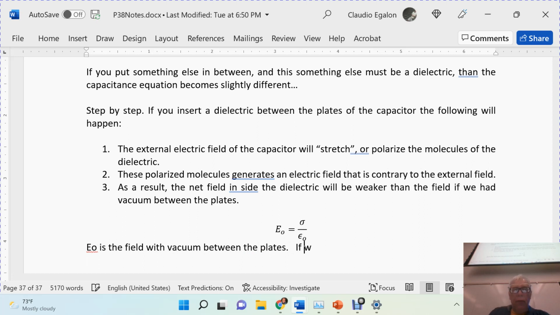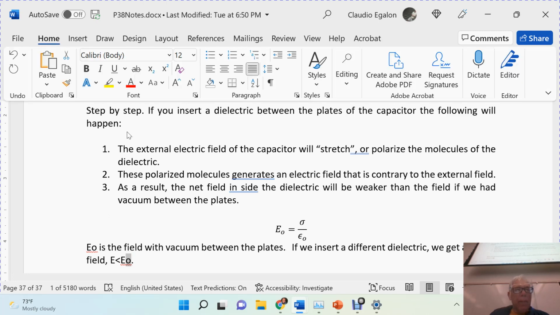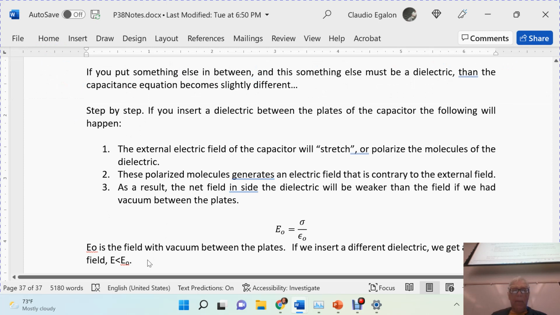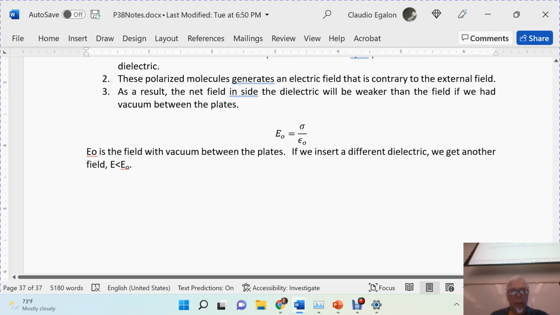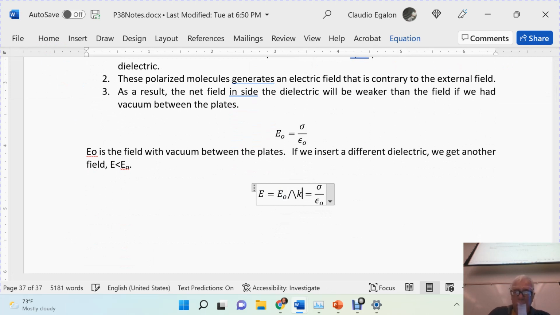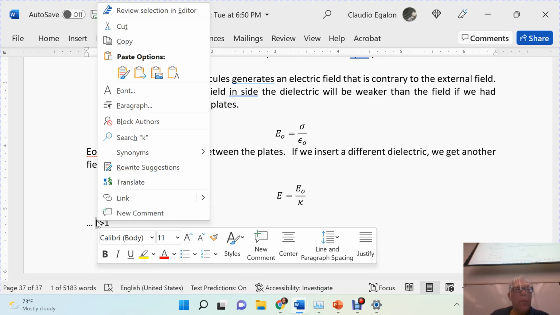If we insert a different dielectric, we get another field E. That's going to be less than E0. Or the way we write it is, don't forget, E0 is the field when the dielectric is vacuum, E equals E0 divided by kappa, K greater than 1. K is the dielectric constant. That's what happens to the electric field.